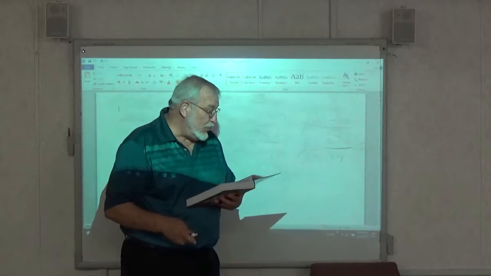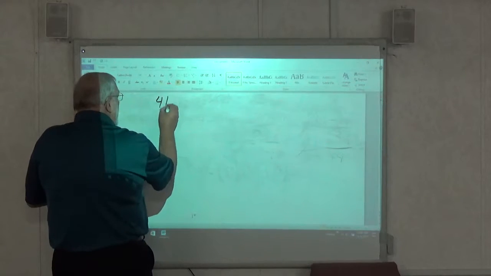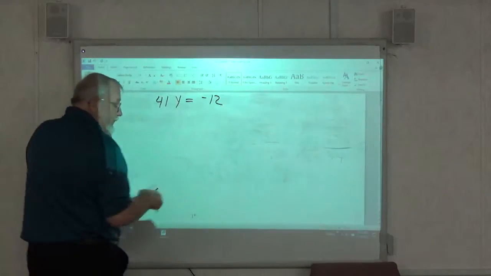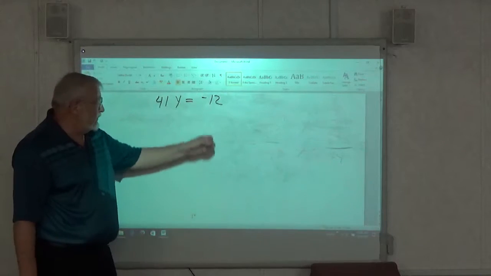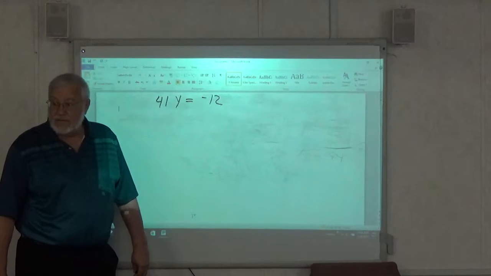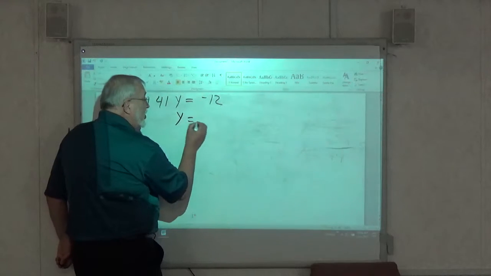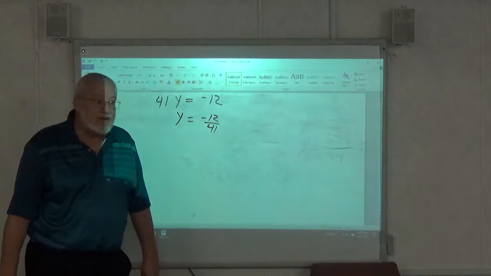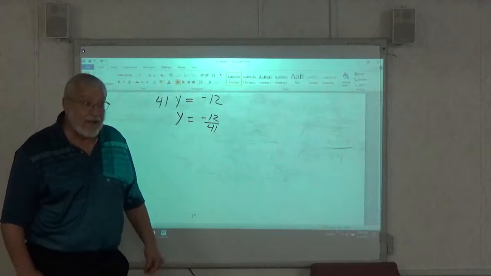Okay? So example 1 on page 114, he gets down to 41y equals negative 12. What does y equal? Up here, not in the book. What does y equal? Well, negative 12 divided by 41, right? Yeah. So y equals negative 12 divided by 41. We can get a third grader to find out what the decimal value is in the calculator. That's the thing we need. Okay?